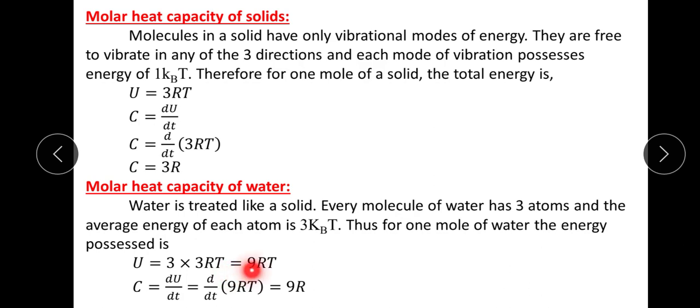So d by dt of 9RT becomes 9R. So the molar heat capacity of water is 9R. You should remember these two. For any solid, C is equal to 3R, and for water, C will be equal to 9R.